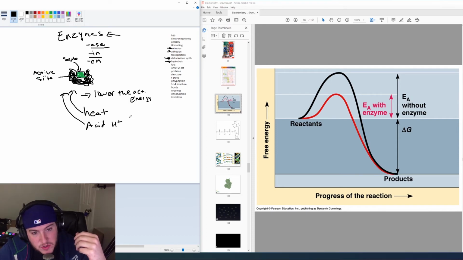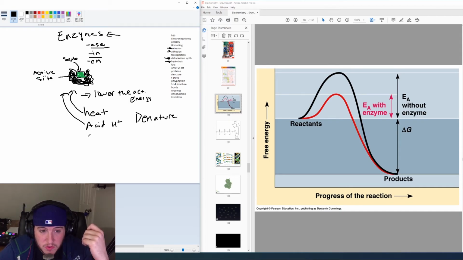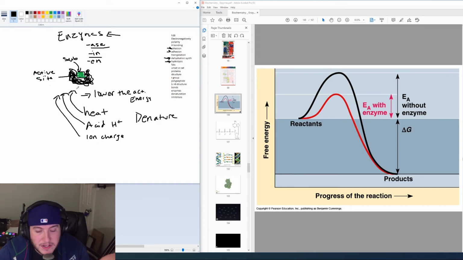So these are the two ways that we would denature an enzyme. Okay. You could also do it with any ion that has a charge, okay, because those charges are going to disrupt our bonds. So anything that can disrupt a bond is going to denature an enzyme, okay? All right.